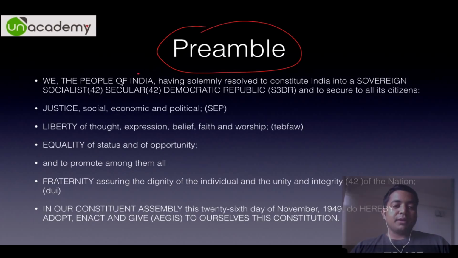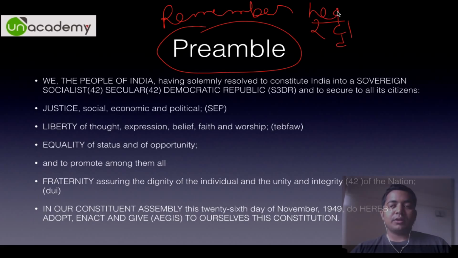So this is the Preamble. We the people, please remember it by heart. You have to learn it by rote, because it helps us grow as an individual, but more importantly, it helps us write better answers. You can put it anywhere. And God forbid, if UPSC asks you to write the Preamble of India, it is a very real possibility that they might ask the question directly. So for all these reasons, please remember the Preamble.